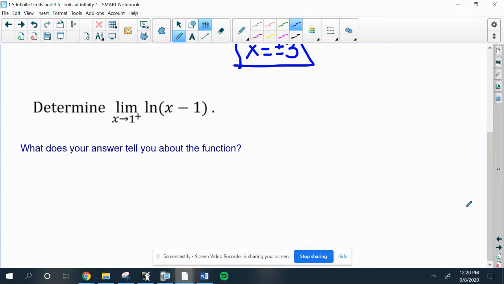The next question, you should try this on a calculator. It's just asking what the limit is of the natural log of x minus 1 as x approaches 1 from the right. Now, we haven't learned any good way to do this analytically, so I'm going to do it numerically.